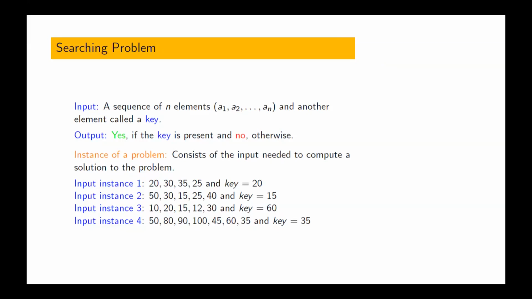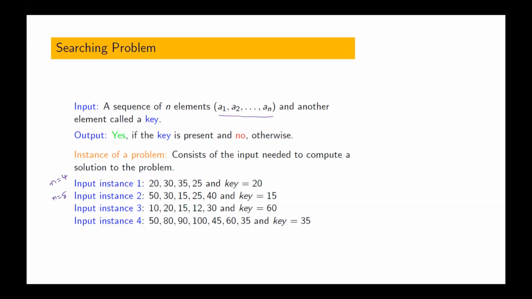What is the searching problem? Now, what are instances of this searching problem? What is the input size in case of the searching problem? N, sir. Similar to our sorting problem, here also we have n. This is one instance: 20, 30, 35. What is the n value here? N equals 4. Here, for another input instance, n equals 5. These are different instances.